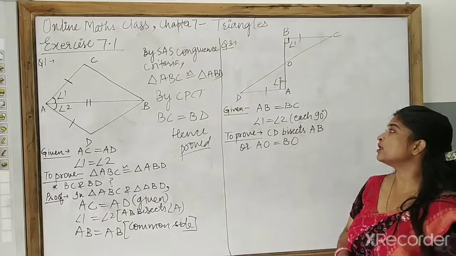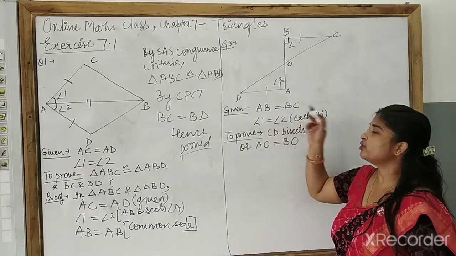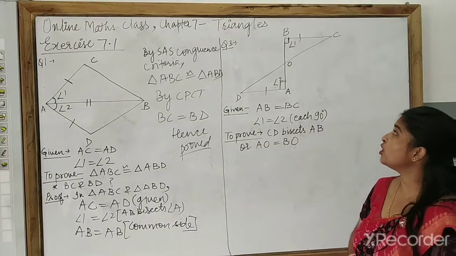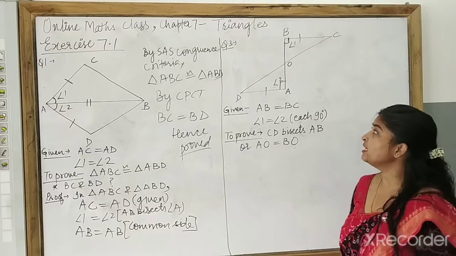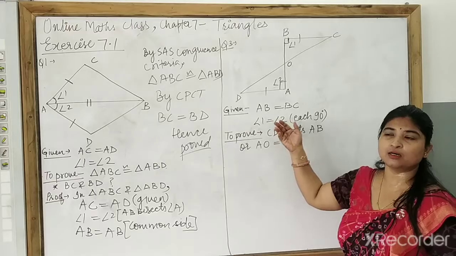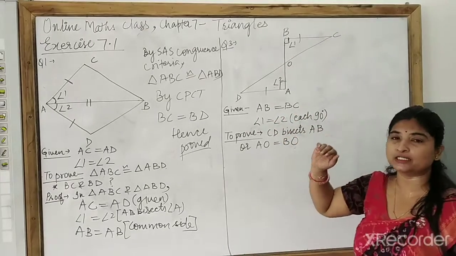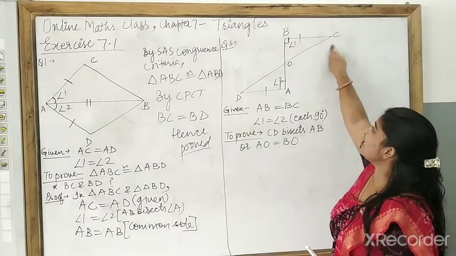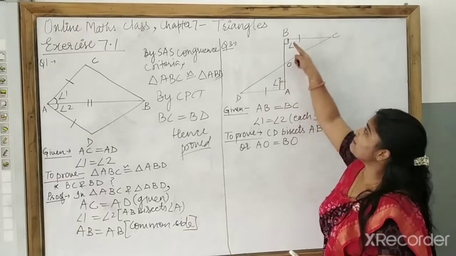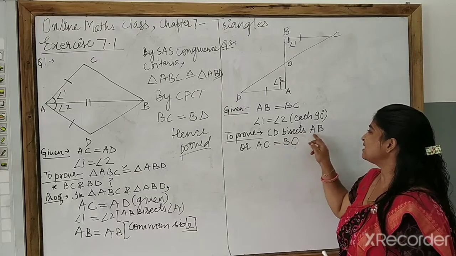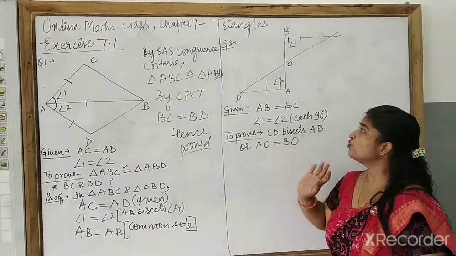So what is given to us? Given to us is AD is equal to BC, and angle 1 is equal to angle 2. How? Because they are each 90 degrees. This angle 1 and angle 2 we have named to make the diagram easy to understand. Now what do we have to prove? We have to prove that this line CD bisects side AB. So CD bisects AB, that we have to prove.